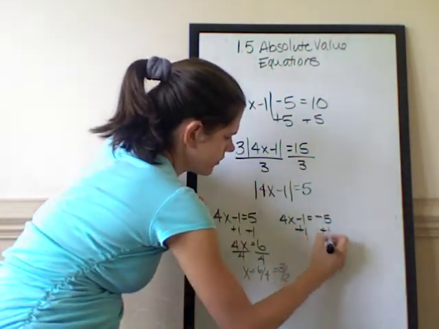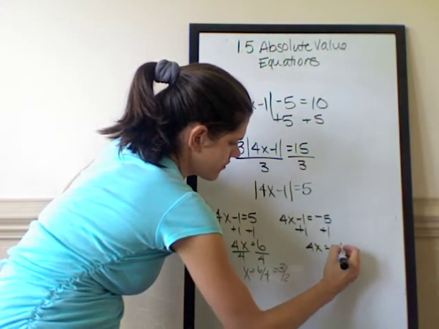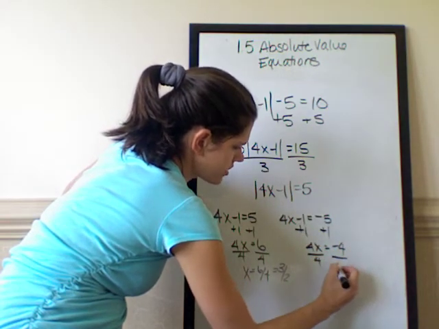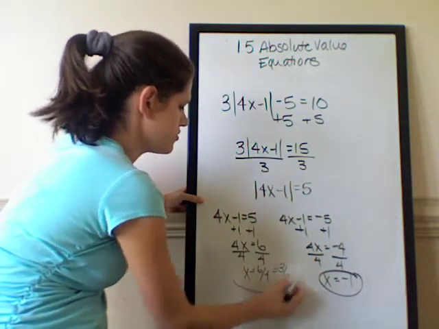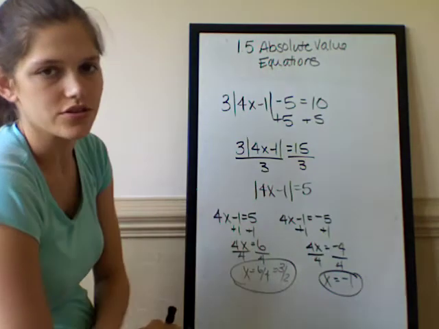Alright, adding the 1 over here, so 4x equals negative 4, dividing by 4, x equals negative 1. I now have 2 answers.